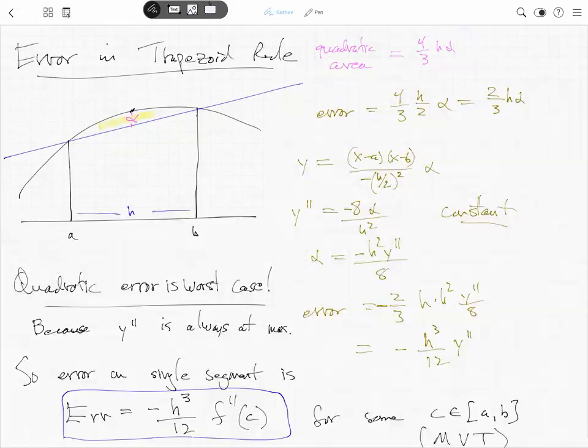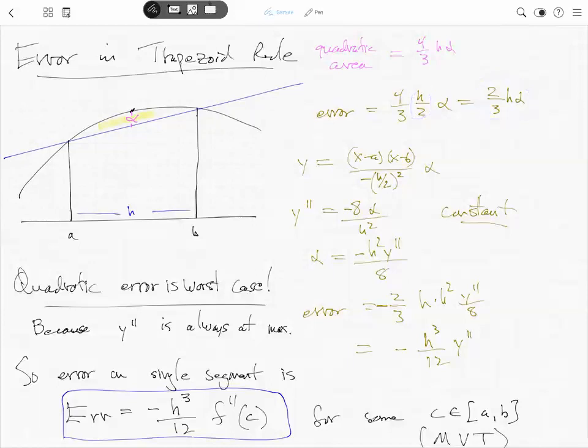Now we have to make one slight adjustment. The other day, h was the distance from A to the midpoint, and also the distance from the midpoint to B. So in other words, the distance from A to B was 2h, whereas in the current example, doing the trapezoid rule, h is the distance from A to B. So I'm going to write the error is 4/3 h over 2 times alpha, okay, which becomes 2/3 h times alpha.